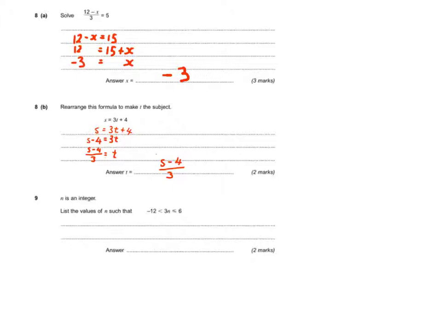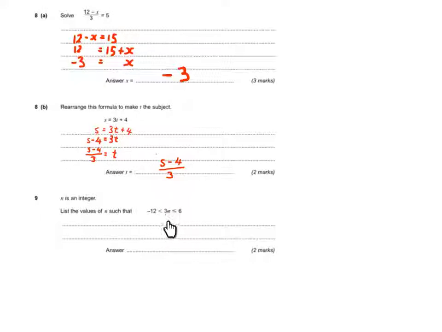Question 9. N is an integer. An integer is a whole number. List the values of n such that minus 12 is less than 3n, which is less than or equal to, that one with a double line means less than or equal to, 6.